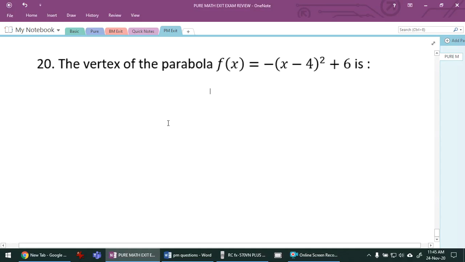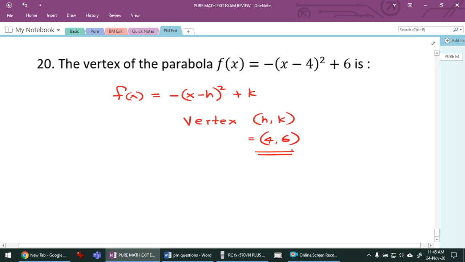Question number 20. The vertex of the parabola f of x equal to minus x minus 4 whole square plus 6. Okay, this is the general form of the equation of a parabola. F of x equal to minus x minus h square plus k. If this is the form, then the vertex is h comma k. So where is h? H is 4, and what is k? K is 6. So the vertex is 4 comma 6.